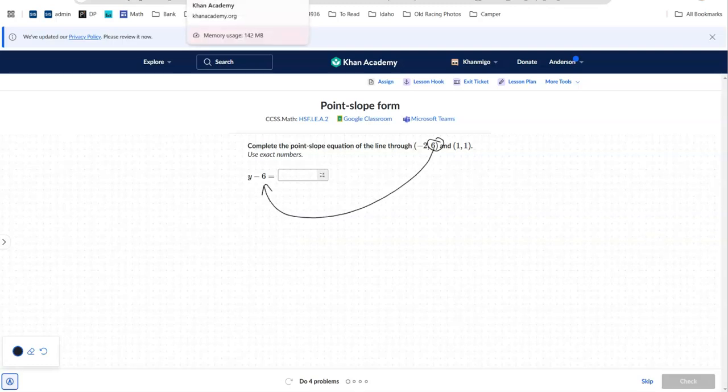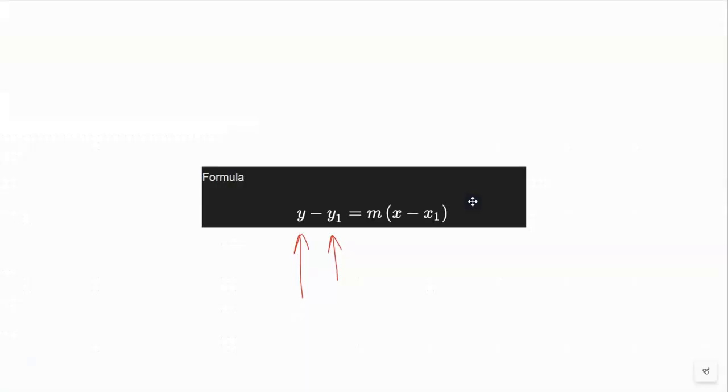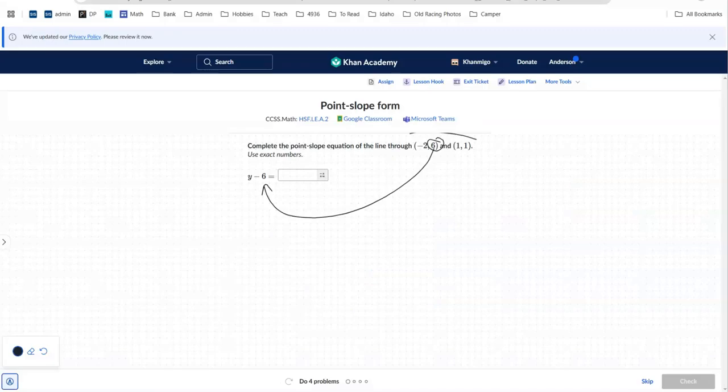So half the equation is already done, right? So this is done in the question. We need to figure out this part and insert it into that box. Now m is our slope. That's what we need to figure out. So we can find our slope by these 2 points right here.